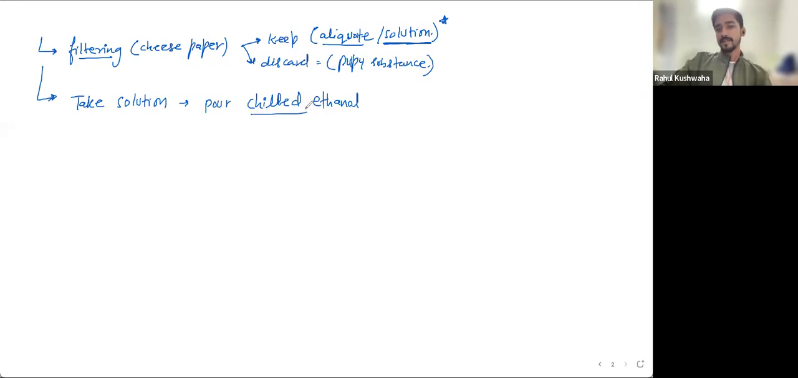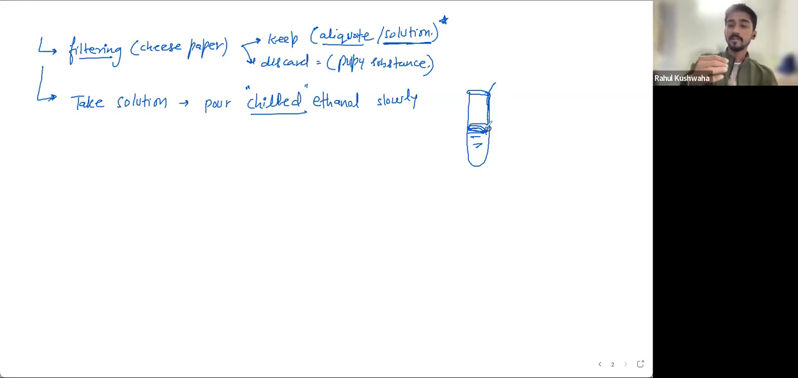So, and why chilled? Why this word chilled? What if it is at the normal room temperature? Why chilled? So what you have to do is take this test tube with your solution in it, and pour very slowly from the edges so that it goes touching the walls and makes a layer here. You should not mix or agitate the tube. If you agitate the tube and mix the ethanol with the solution, your experiment is gone. You have to do it again.